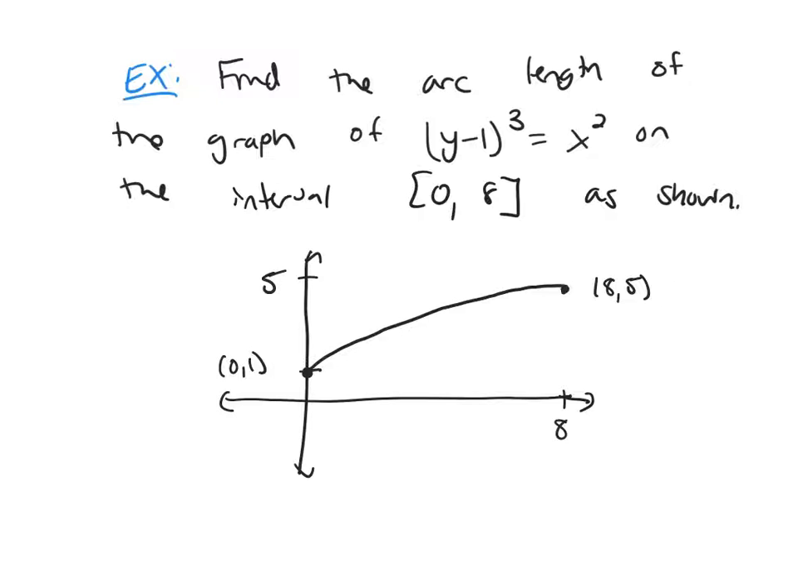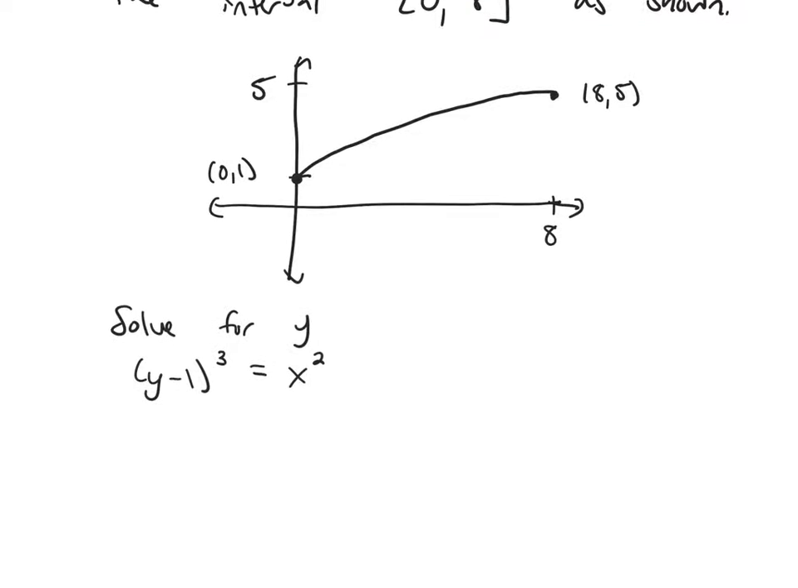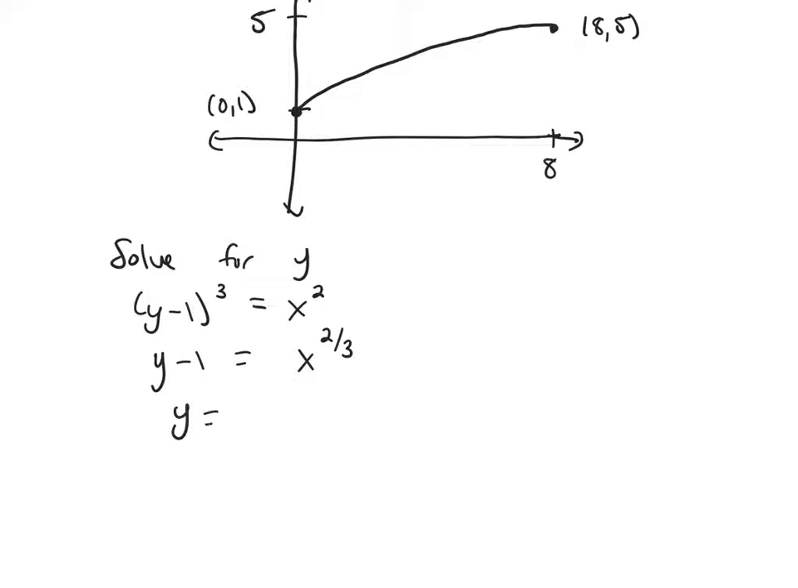So the first thing we're going to do, if we look at our equation here, is notice it doesn't say y equals, so we're going to solve for y. That's going to be our first step. Take our equation, and I'm going to take the cube root of both sides, so I'll get y minus 1 equals x to the 2/3 power, and then add 1 to the other side. Here's our equation.